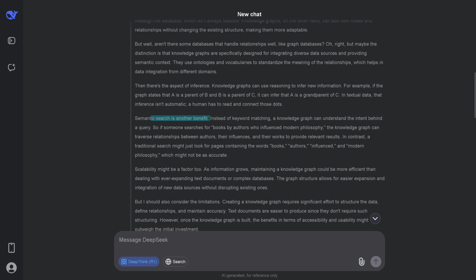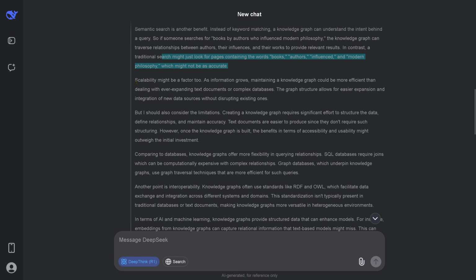Semantic search is another benefit. Instead of keyword matching, a knowledge graph can understand the intent behind a query. So if someone searches for books with authors who influenced modern philosophy, the knowledge graph can traverse relationships between authors, their influences, and their work to provide relevant results. In contrast, a traditional search might just look for pages containing the words books, authors, influenced, and modern philosophy, which might not be as accurate. You remember in my last video I showed you about community search here on a knowledge graph? This is really similar. But R1 goes on.